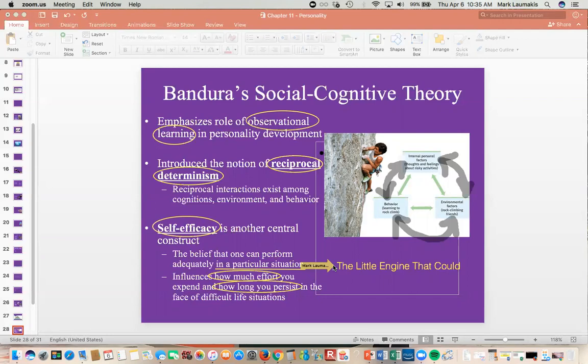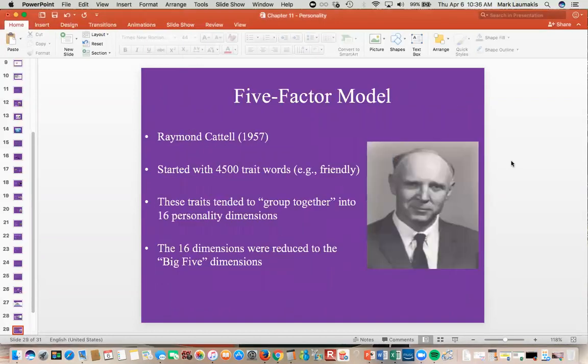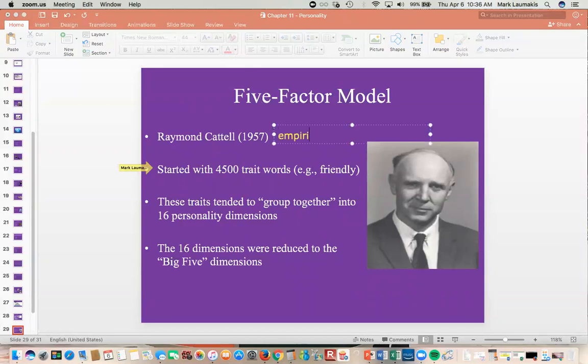All right, 10 minutes to go. Let's wrap up Bandura's contribution here and go to our final model of personality, which is the five-factor model, okay? Raymond Cattell in the late 1950s seeks to develop what we would call, in fancy terms here, an empirically derived model. You don't need to know that term for the test, but empirically derived means based on observations.